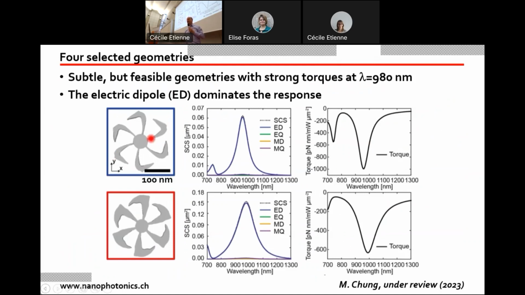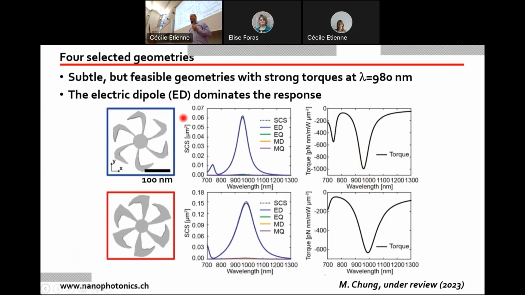This one, you see it has a nice torque, around 980. We actually use a commercial optical tweezer from Thorlabs. It's a kit you can put together as an optical tweezer, and it has a laser at 980. The torque is relatively important, you see, minus 1,000.